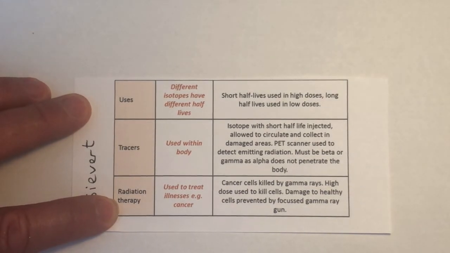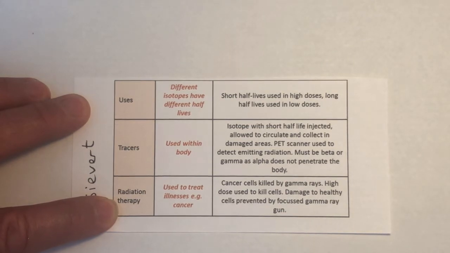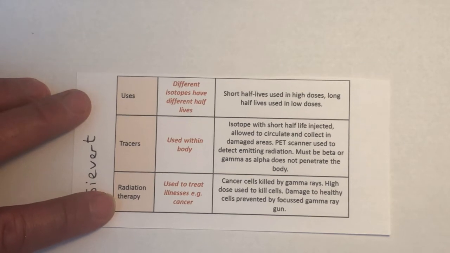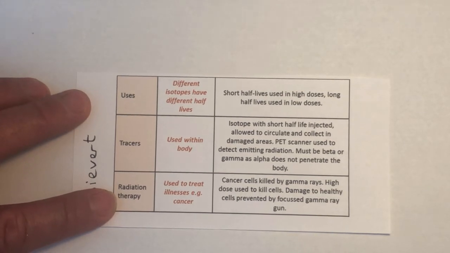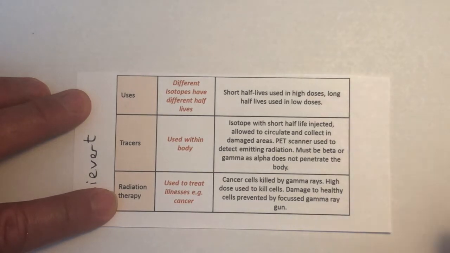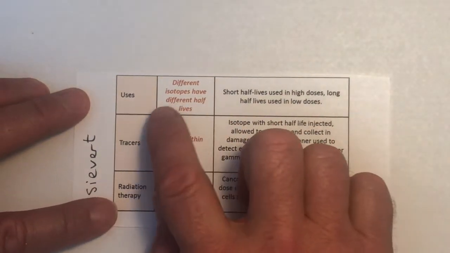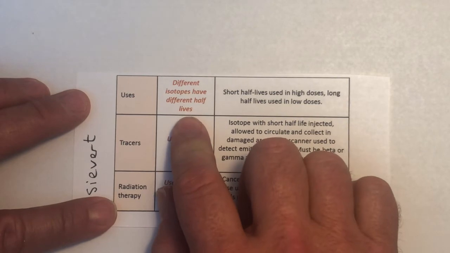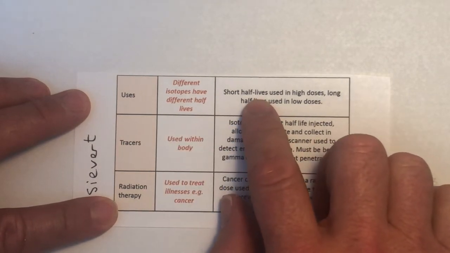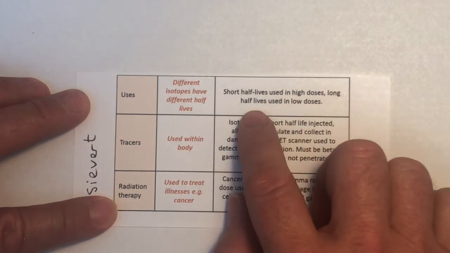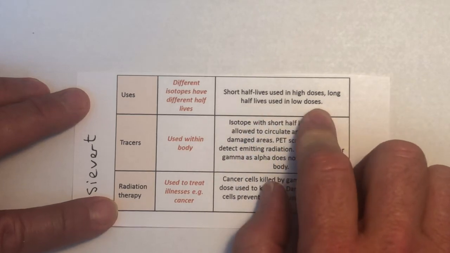So there might be a substance that they use at the local hospital that has a half-life of 30 minutes. They inject something in, 30 minutes later half of it has decayed, another 30 minutes and it disappears quite quickly, which means it hasn't got the same sort of damaging, ionizing potential. So different isotopes have different half-lives: short half-life used in high doses, long half-lives used in low doses.